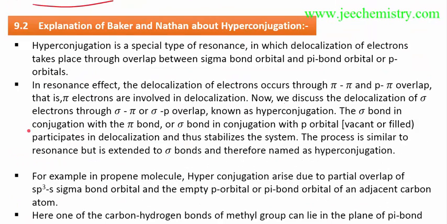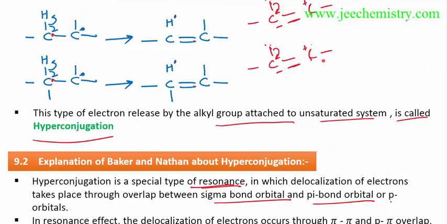Now Baker and Nathan explain more about hyperconjugation. Till now we have learned about hyperconjugation, but now it will be explained more. Hyperconjugation is a special type of resonance in which delocalization of electrons takes place through overlap between a sigma bond orbital and a pi bond orbital or p orbital. There is an overlapping between the sigma bond orbital and the pi bond orbital. I will explain in detail.